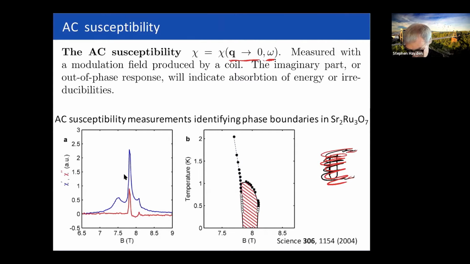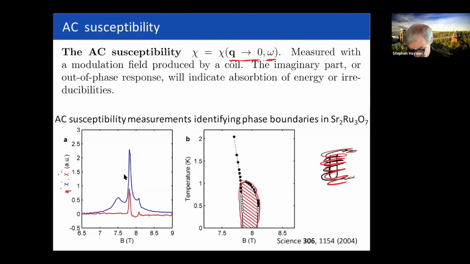And here you can see some results from measurements on strontium ruthenate, a system that shows some metamagnetic anomalies. So jumps in the magnetization as you change the field, and they've used AC susceptibility to find out where those jumps occur. And here you can see the measurements that they've got in their coils. So they apply a field, and then they measure the real part of the susceptibility and the imaginary part.